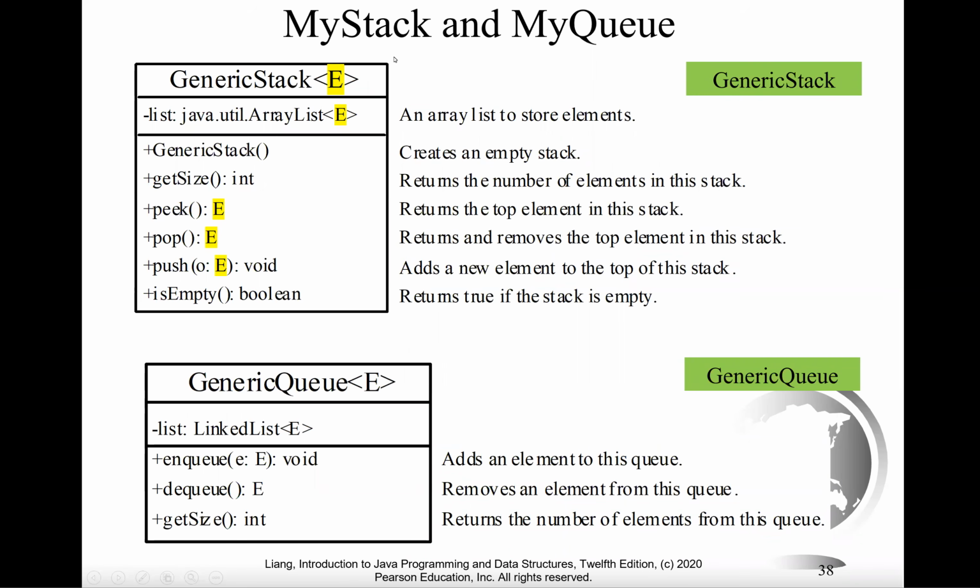This is the UML diagram for the stack: getSize, peek, pop, push, isEmpty. Use the array list to implement the stack. For the queue, we use the linked list to implement enqueue, dequeue, getSize.